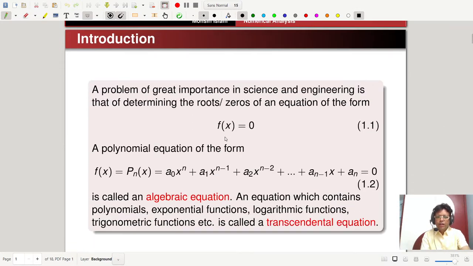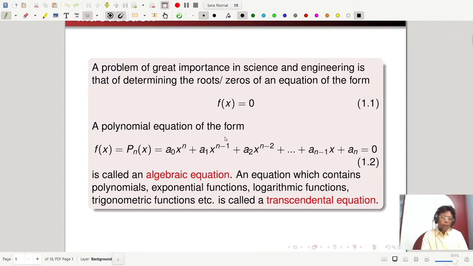So, the problem of great importance in science and engineering is determining the roots or zeros of an equation of the form f(x) equal to 0. f(x) can be a polynomial equation. You know that the polynomial equation has the form a0 x to the power n plus a1 x to the power n minus 1, plus a2 x to the power n minus 2, etc. This is the algebraic equation. An equation which contains polynomial, exponential functions, logarithmic functions, trigonometric functions, etc. These are called transcendental equations.